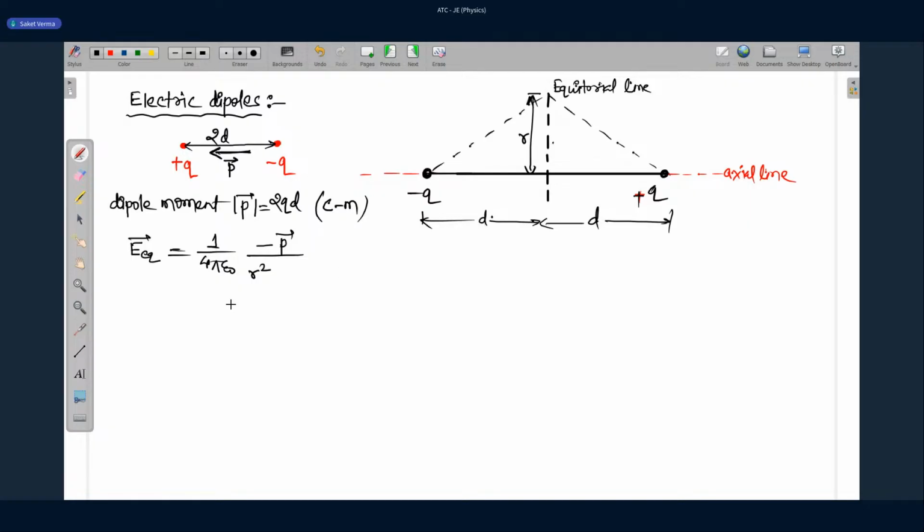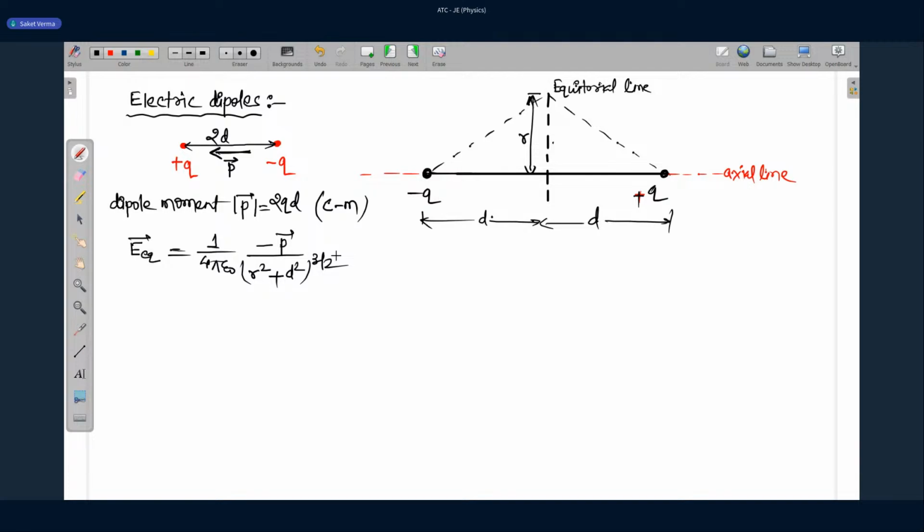R is this height. So it is r square plus d square to the power 3 by 2. Sometimes the Airport Authority of India directly asks a question based on this diagram, or they give you the same thing in the form of a statement, and they give options in the form of expressions.